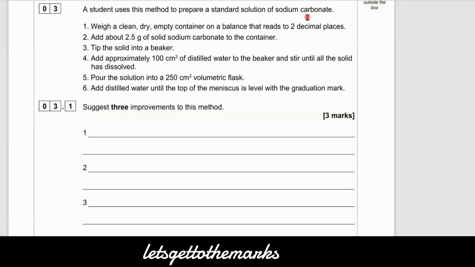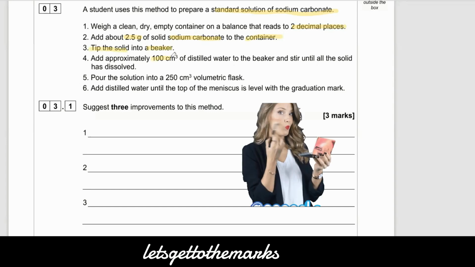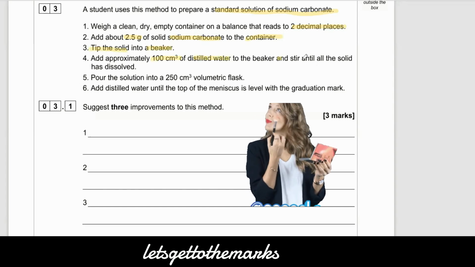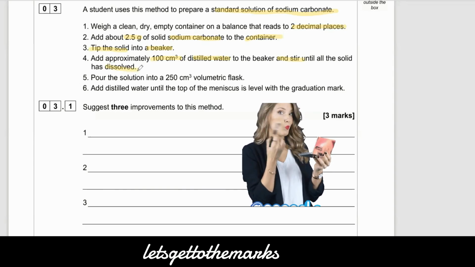Tip the solid into a beaker. Add approximately 100 centimeter cubed of distilled water to the beaker and stir until all the solid is dissolved. Pour the solution into a 250 centimeter cubed volumetric flask. Add distilled water until the top of the meniscus is level with the graduation mark. Suggest 3 improvements. Right, bust out the highlighter here and highlight some of these key points and try to spot where they could have made some improvements in this method.